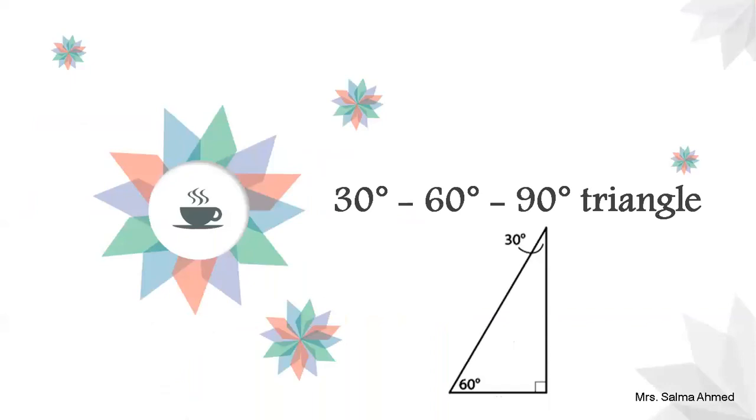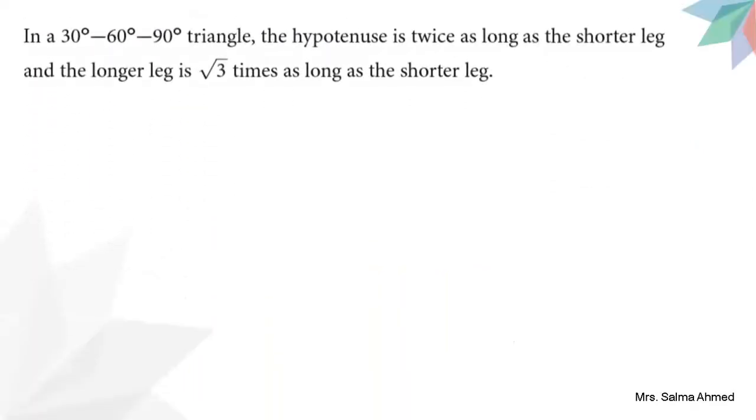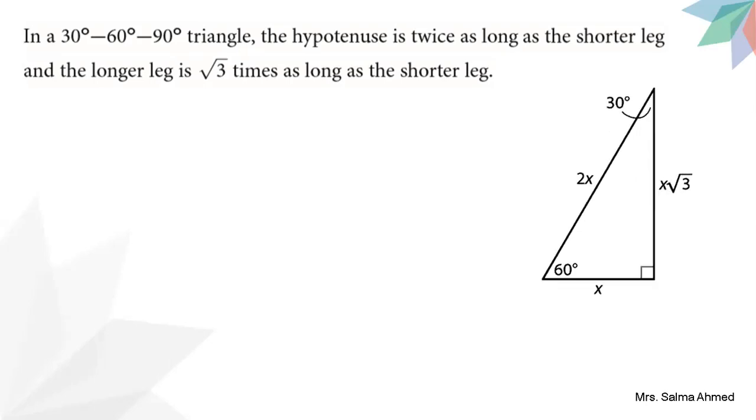Let's have the second type of triangles, which is the 30-60-90 degrees triangle. This is a scalene triangle with different side lengths. In a 30-60-90 degrees triangle, the hypotenuse is twice as long as the shorter leg, and the longer leg is root 3 times as long as the short leg. Let's say it on the drawing.